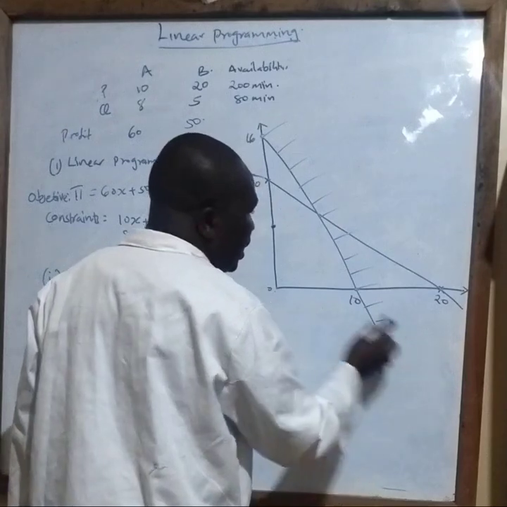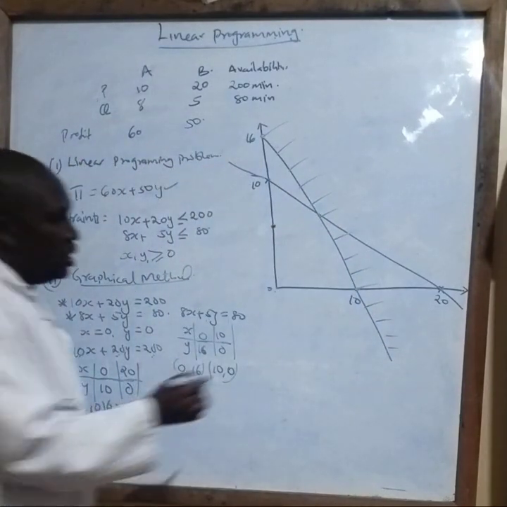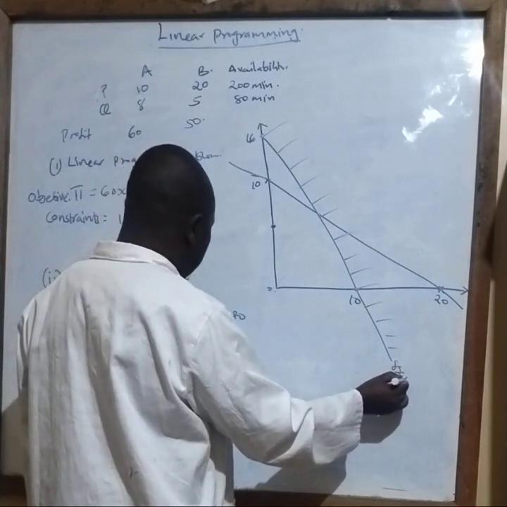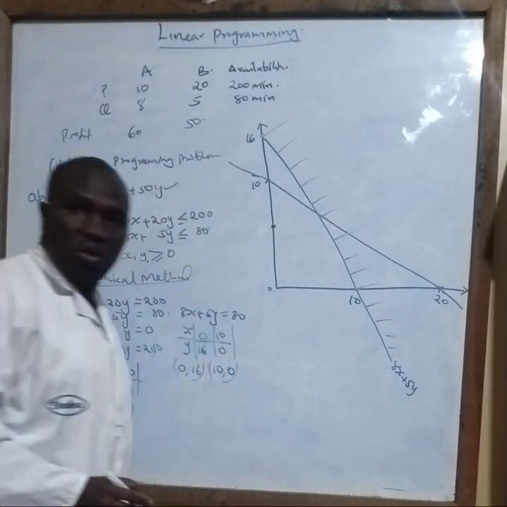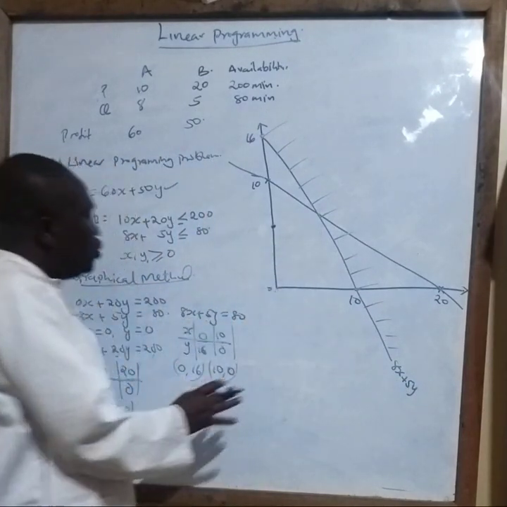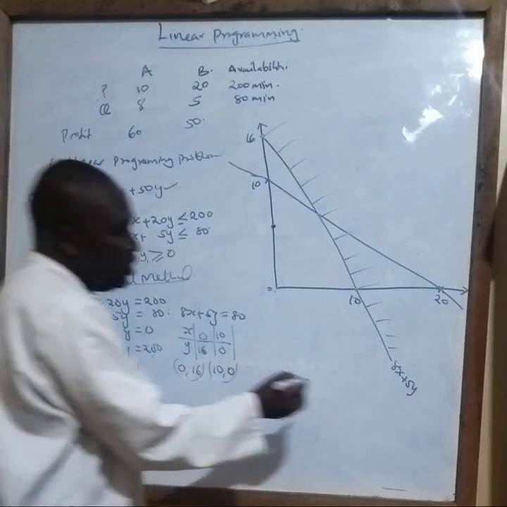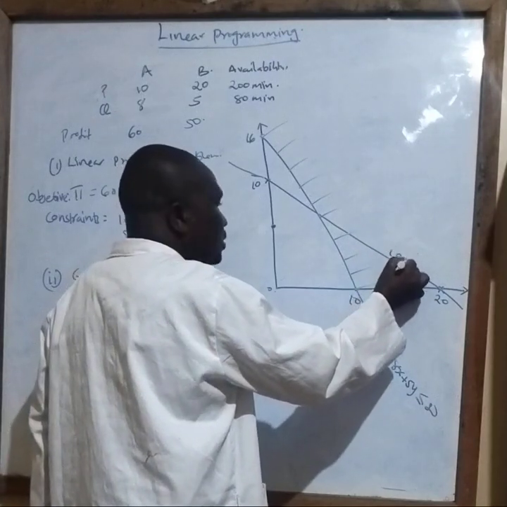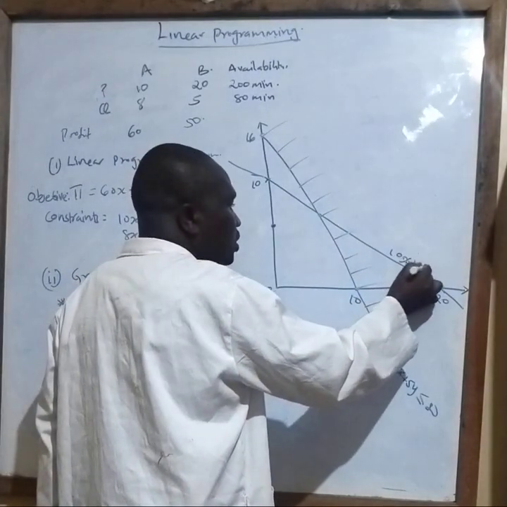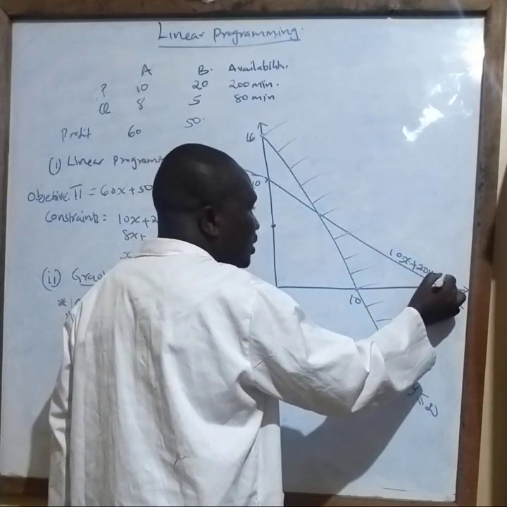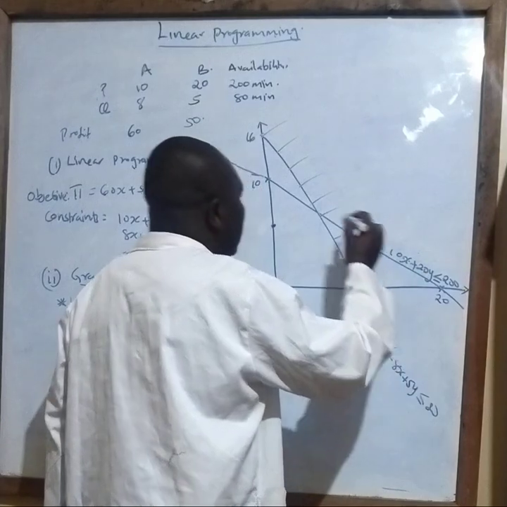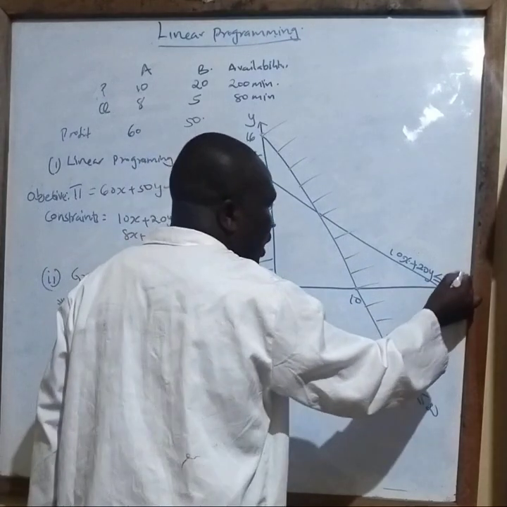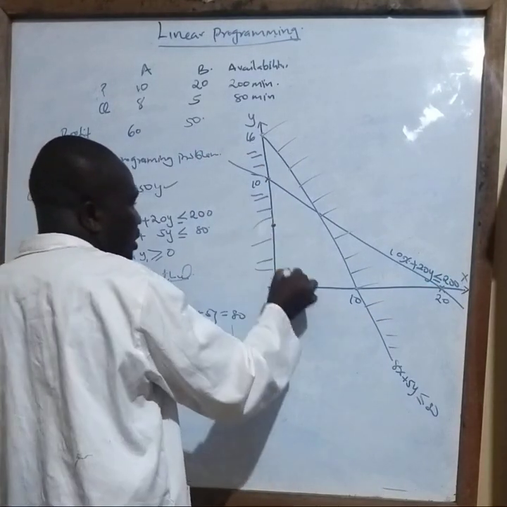Ensure that these lines, these graphs, are properly labeled. So this one is the second one, which is 8x plus 5y. Don't say equals to, because you are showing them in a graph, it should be the inequality, which is less than or equal to 80. This one is 10x plus 20y less than or equal to 200. Then this is y, and this is x. Then you don't need this side.